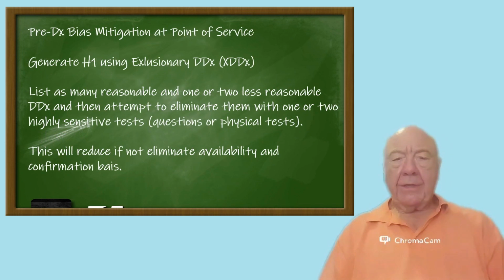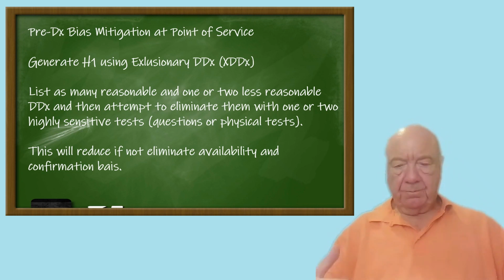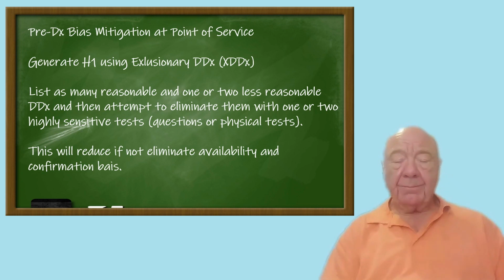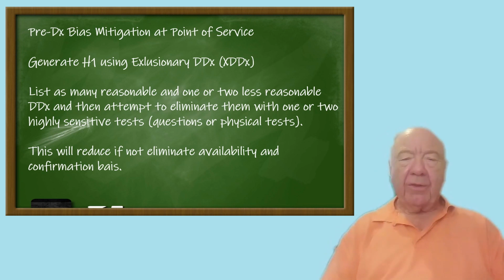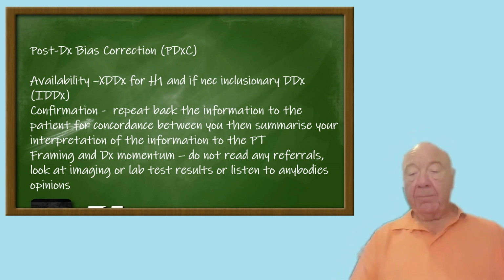Okay, we're going to look at bias mitigation at the point of service during the diagnostic and treatment session. And mitigation occurs before the diagnosis, and correction occurs after the diagnosis is made. Most of this will be about correction of the bias error. So bias correction occurs after the diagnosis has been made. Don't do it before. In fact, you can't do it before. You've got to do it afterwards.